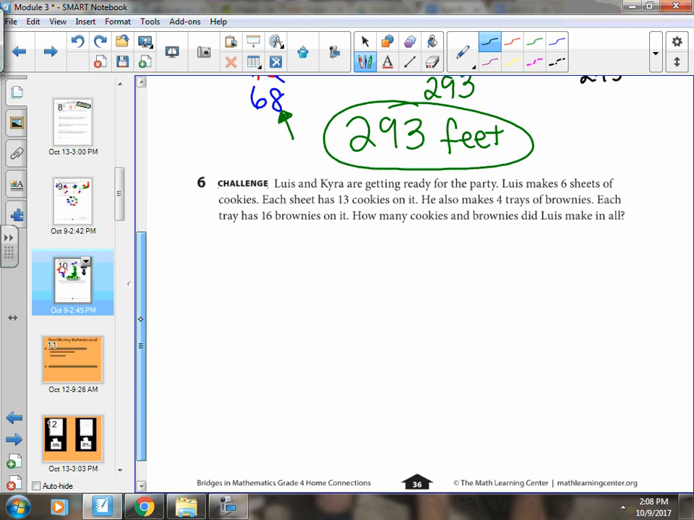Number 6, Lewis and Kyra are getting ready for the party. Lewis makes 6 sheets or 6 pans, like a sheet pan, 6 sheets of cookies, and each sheet has 13 cookies. Then he makes 4 trays of brownies, and there are 16 brownies on each tray. How many cookies and brownies in all? So I need to do 2 multiplication problems and then add them together at the end.